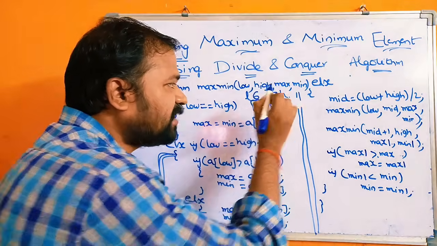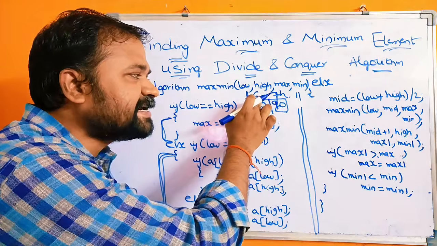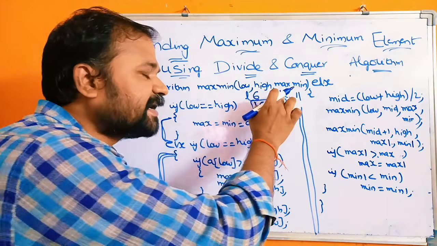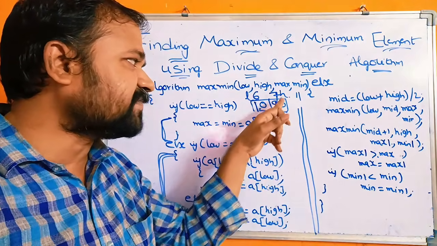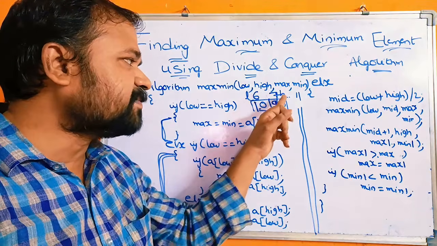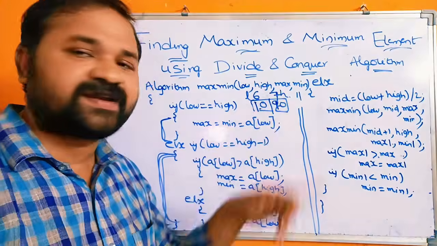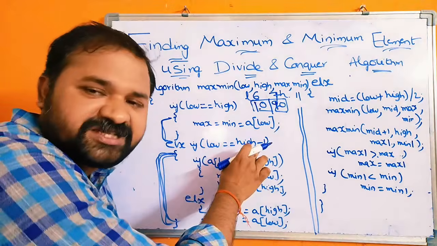Or here we can have some 6 and 7. Let the list contain two elements where the first element's index is 6 and the second element's index is 7. So the low value is 6, the high value is 7. Here what is the formula? Low double equals high minus 1. 6 double equals 7 minus 1. 7 minus 1 means 6. Okay. So this condition is for if the list contains two elements.